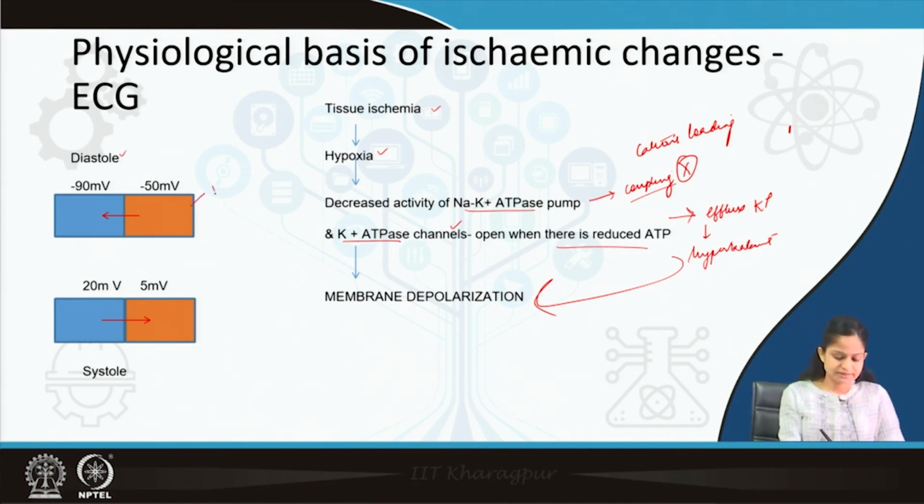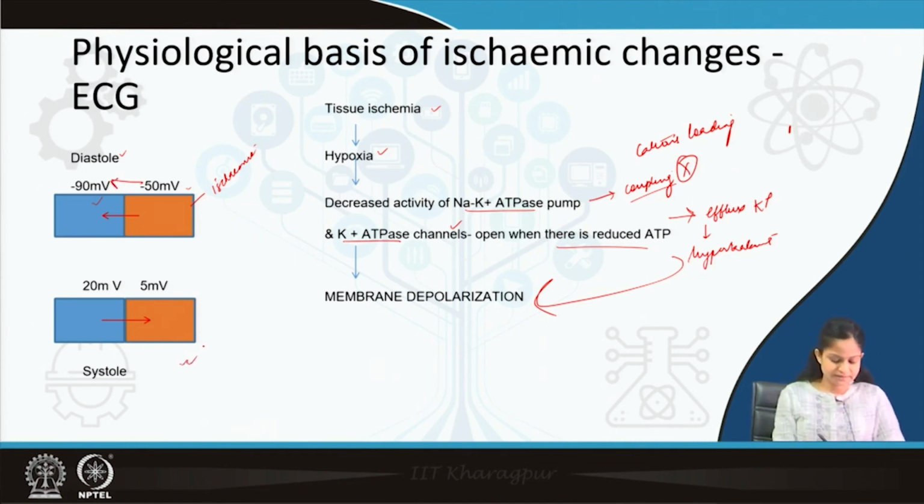This is the ischemic cell and this is the normal cell. Usually we get to see minus 90 millivolt throughout the cell electronegativity, but in case of ischemic cells it will have reduced membrane potential, the potential will be towards the depolarization. So, that is why the extracellular depolarization vector will be from ischemic to the normal cell.